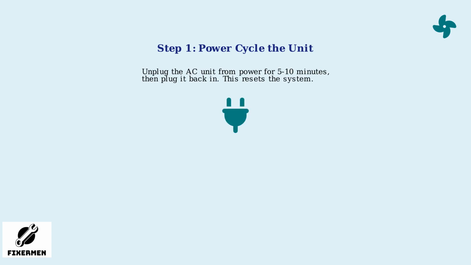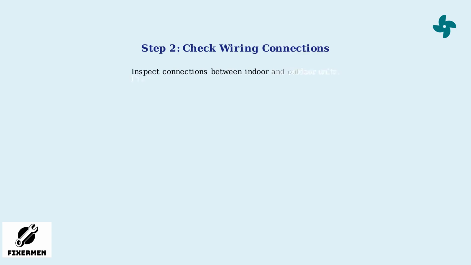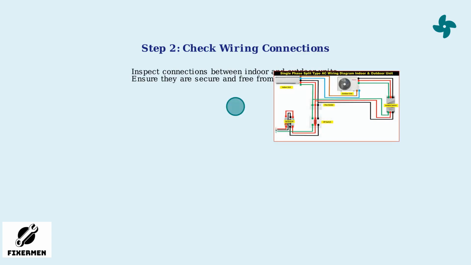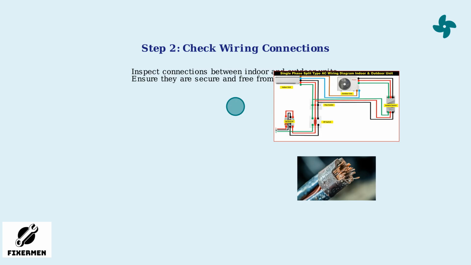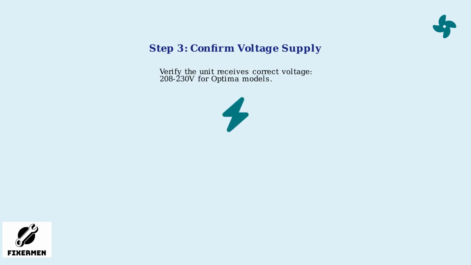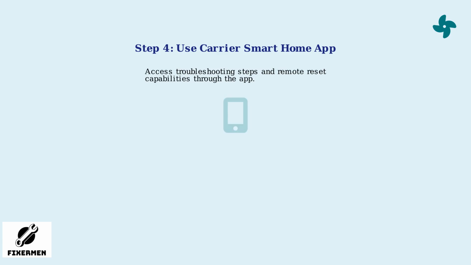Before calling a technician, try these simple user-guided fixes for the EC error. First, power cycle the unit by unplugging it from power for 5 to 10 minutes, then plugging it back in. This resets the electronic control system. Next, check all wiring connections between the indoor and outdoor units. Ensure they are secure and free from corrosion or damage. Then, confirm that the unit is receiving the correct voltage, typically 208-230 volts for Optima models. Finally, use Carrier's Smart Home app for troubleshooting steps and remote reset capabilities.